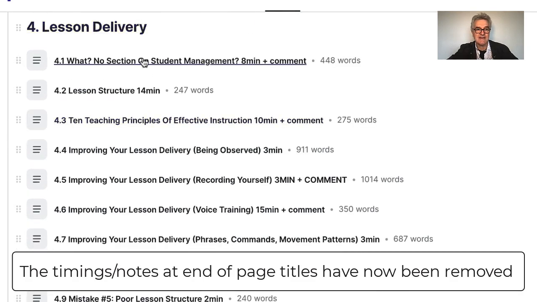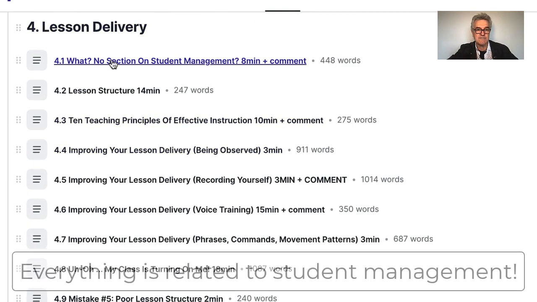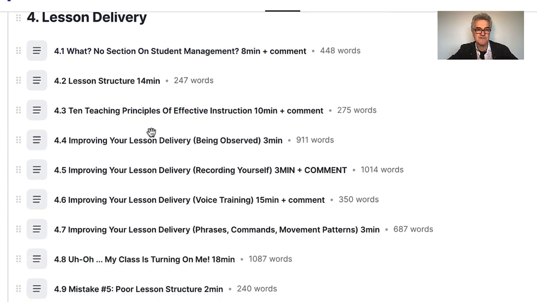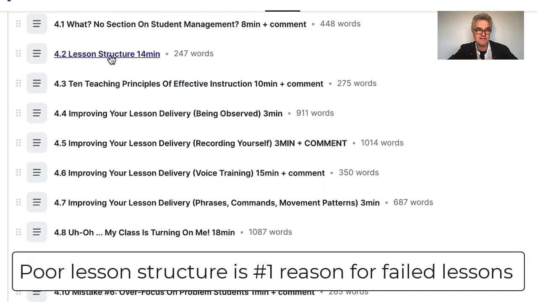Number 4, lesson delivery. Now, this one here, wait, what? There's no section on student management? Well, that's because everything in here really leads towards student management or lays a foundation for student management. Lesson structure, or poor lesson structure, is probably the number one cause of problems in the classroom.